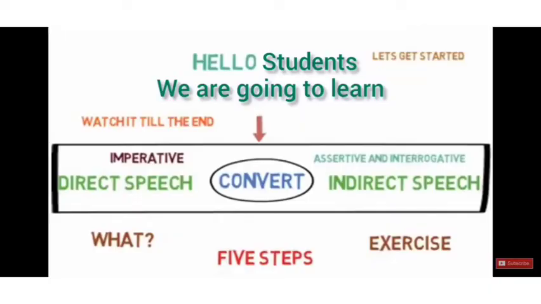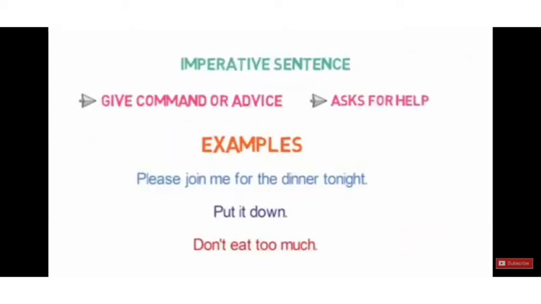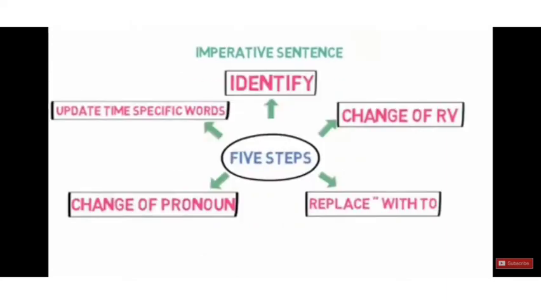We are going to learn how to convert an imperative sentence from direct speech to indirect speech. We have already learned the conversion of assertive sentences and the interrogative form. Here we will first learn what an imperative sentence is. Then we will learn a 5-step formula to convert direct speech to indirect speech in the imperative form. We will provide many examples and exercises here.